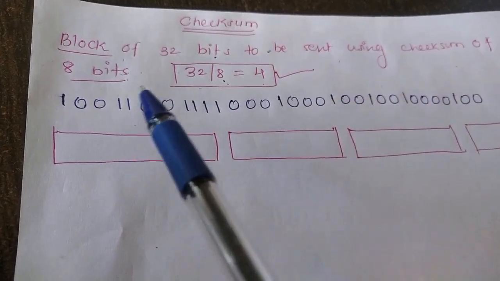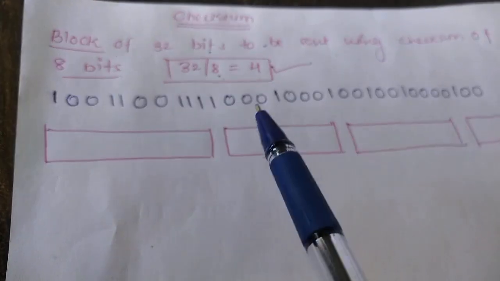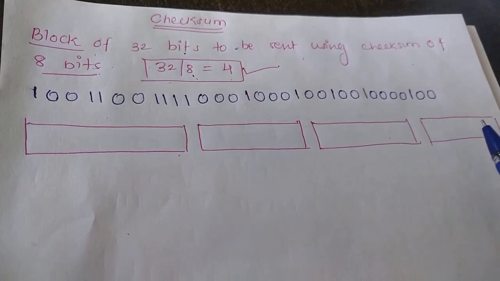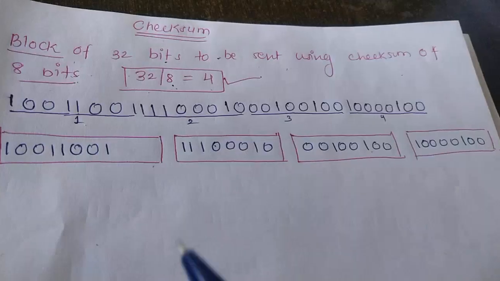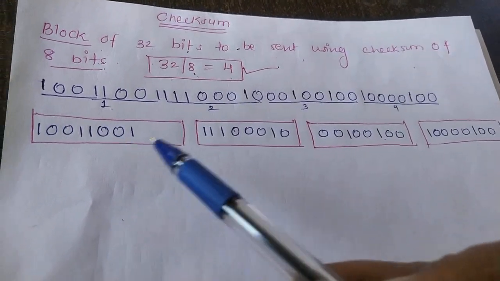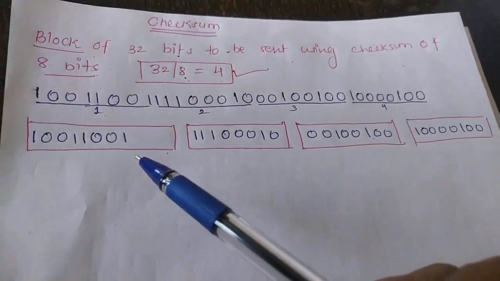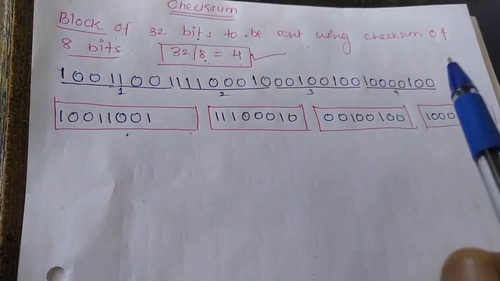Okay. So this is what the given data is of 32 bits. Now I am going to divide this data into 8 bit, 8 bit, 8 bit, 8 bit. Like this, total 4 blocks are there. This is how we are done with the breaking of data into number of blocks. So these are the blocks we have designed.